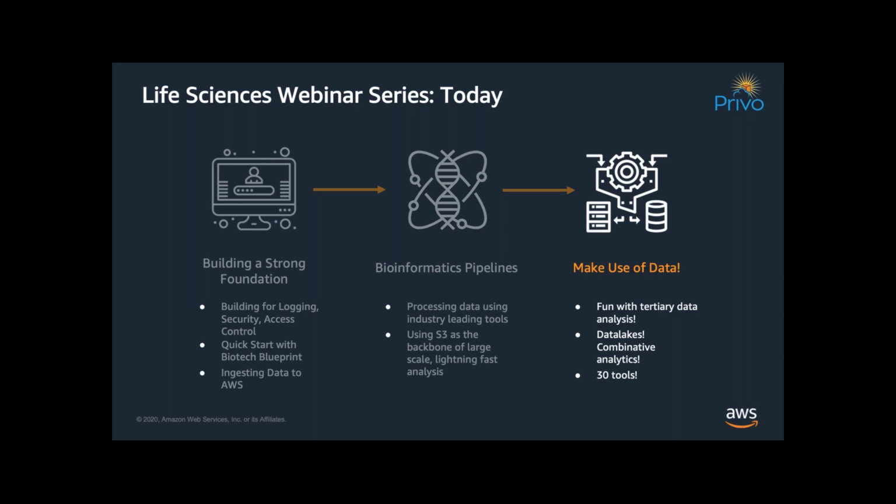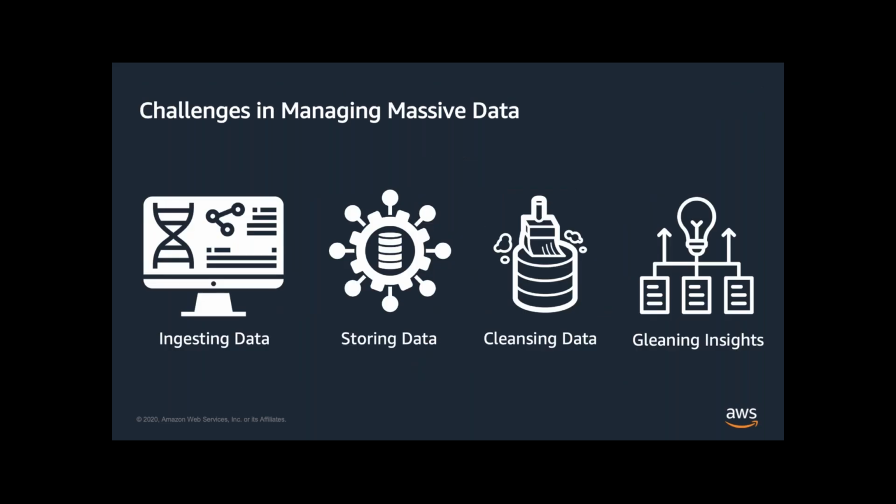So as I mentioned, today we're going to be talking about tertiary data analysis. We'll be talking about building data lakes, how to do combinative analytics, and over 30 different tools will be discussed in today's presentation. And at large scale, there are 4 main challenges in managing, maintaining, and utilizing large-scale data in AWS. The first challenge that we've talked about previously is about ingesting data, simply getting the data landed into AWS. The second is choosing the right medium to store that data within AWS, finding the right balance of speed, of flexibility, of availability, and cost.